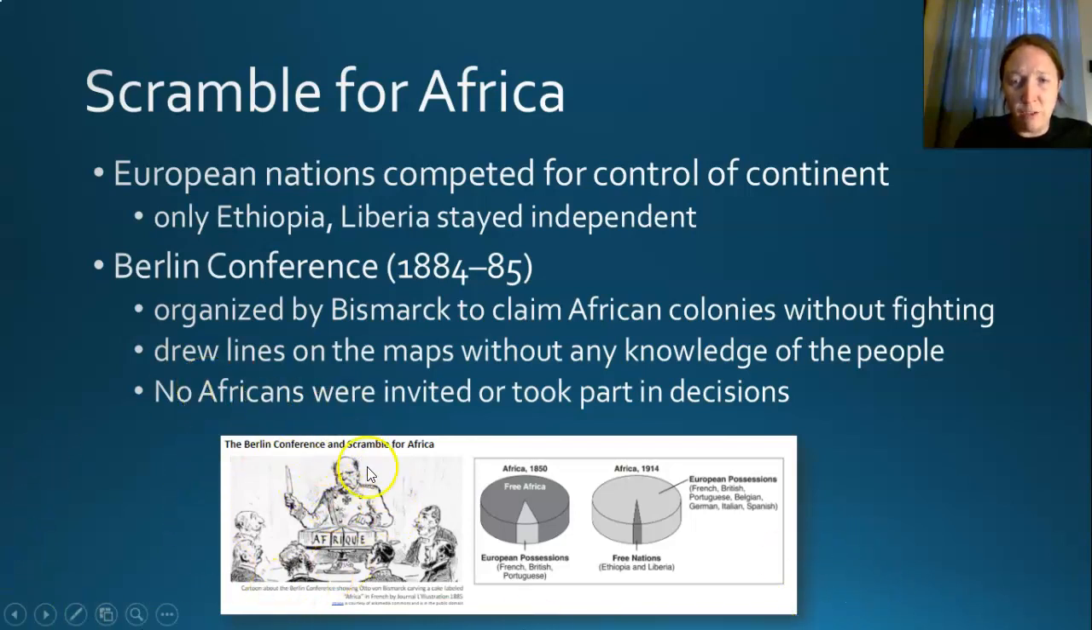This is the idea that this is Otto von Bismarck and that all the European powers are gathered to split up Africa, no different than a pie or a cake. And then these graphs show you the extent to which Africa goes from being completely free in 1850, or nearly completely free, to almost completely taken over by Europe by 1914.